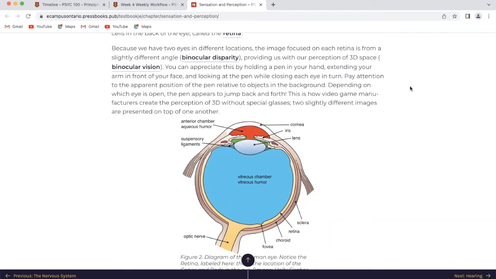You can appreciate this by holding a pen in your hand, extending your arm in front of your face and looking at the pen while closing each eye in turn. Pay attention to the apparent position of the pen relative to the object in the background. Depending on which eye is open, the pen appears to jump back and forth. This is how video game manufacturers create the perception of 3D without special glasses. Two slightly different images are presented on top of one another.